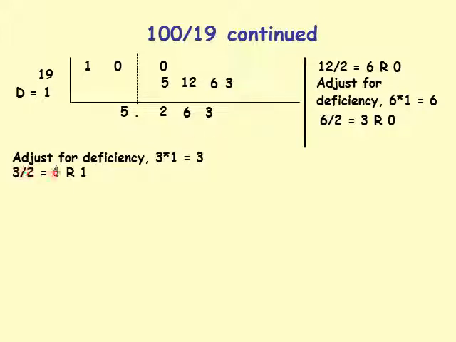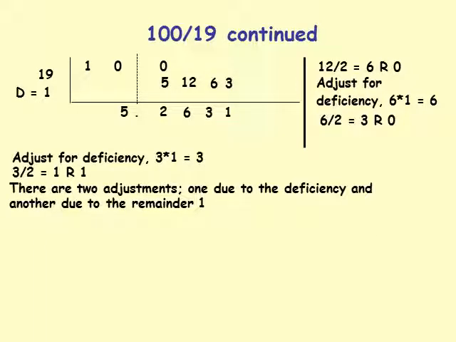We divide 3 by 2, we get 1, remainder 1. So now we have a remainder. There are two adjustments now, one because of the remainder 1, another because of the quotient 1, with a deficiency of 1. Let's see what we do here. We divided 3 by 2 and got 1 here. Now the adjustments for the next column: there are two adjustments, one due to the deficiency and another due to the remainder.